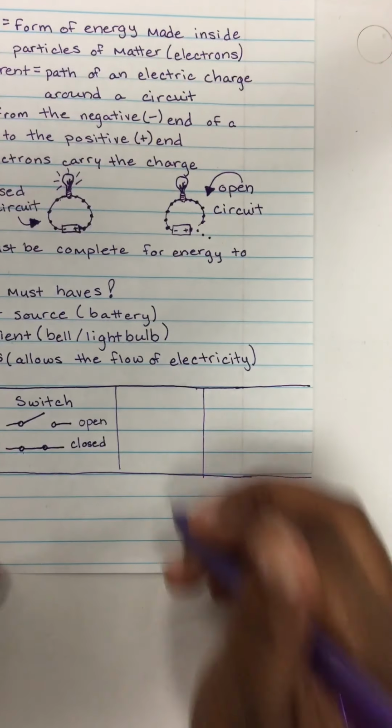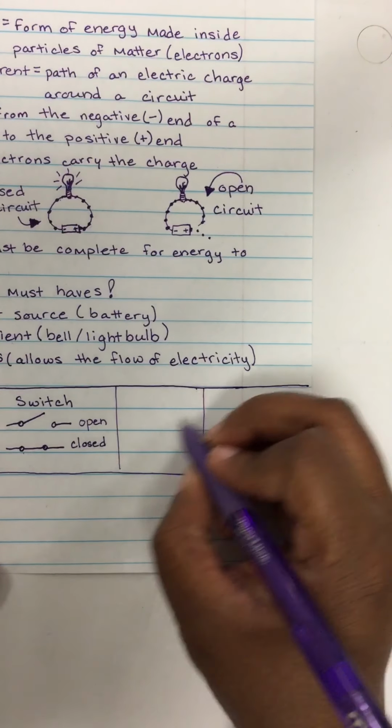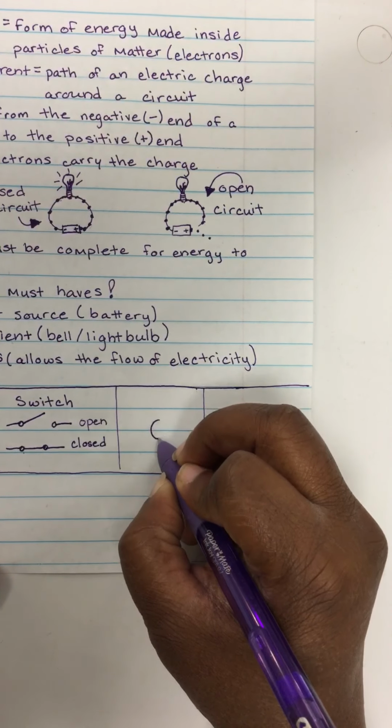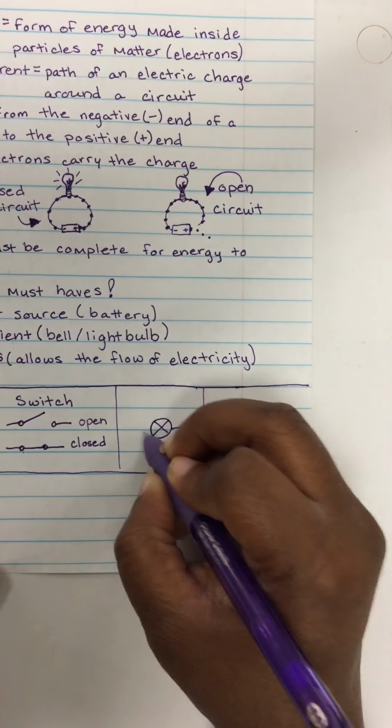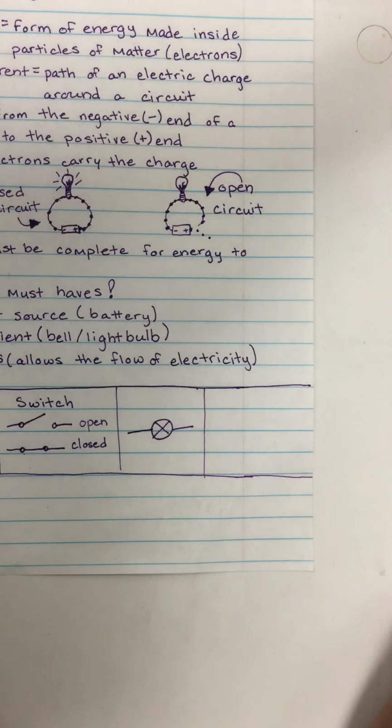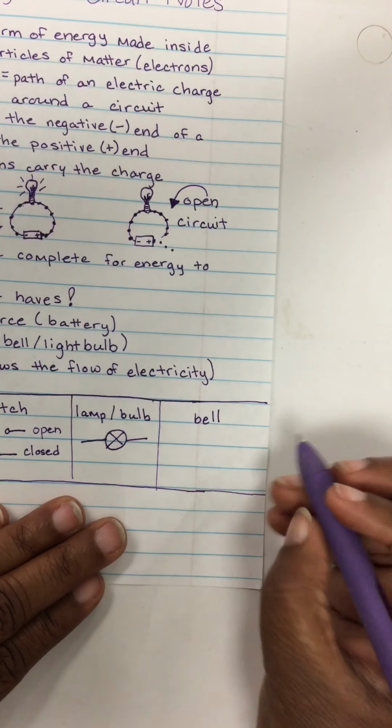Next item you'll see is a lamp or a bulb. It starts with a circle with an X in it and 2 lines coming out the side. And like I said, because we can have a light bulb or a bell, you might see the bell symbol. It kind of looks like a mushroom.